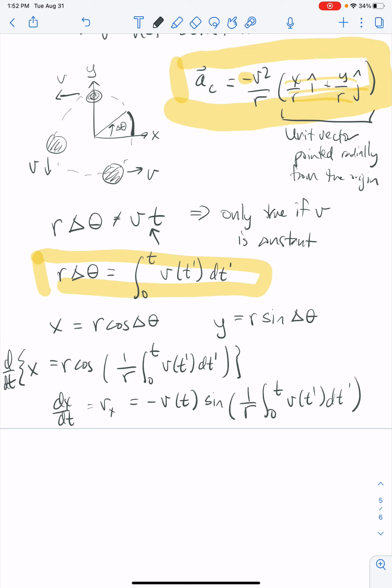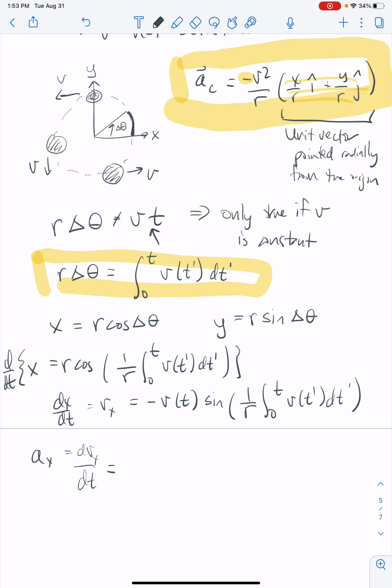Okay, if you want to take a moment and work out on your own why that's the case, then please do so. Okay. All right, so now this gives us vx, and now we want to do the same thing again to find ax. We'll take another time derivative.